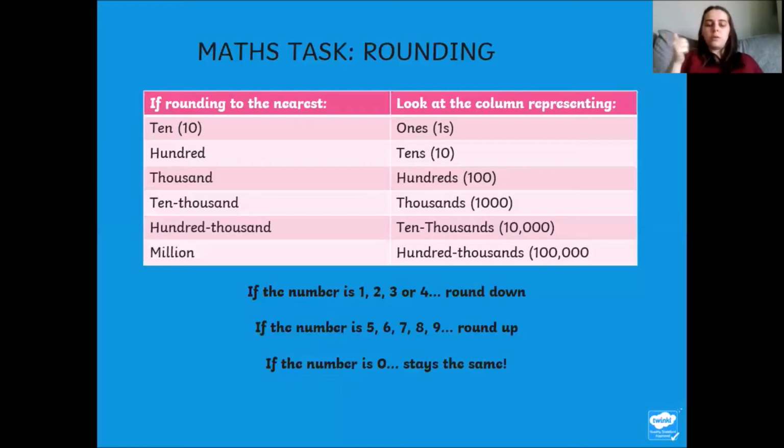So if the number is 1, 2, 3, 4, round down. If it's 5, 6, 7, 8, 9, you round up. If the number is 0, then it just stays the same. Again, I will clarify more, because if you round to the nearest 10,000 and in the thousands column it was 0, you'd have to change all the numbers in the hundreds, tens and ones columns to zeros as well. But we'll see as we go along what happens there.